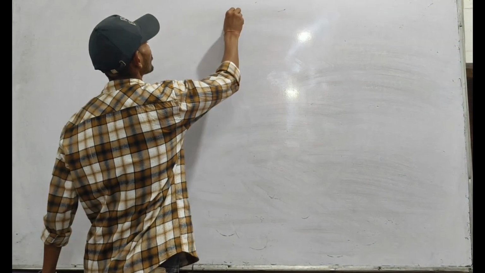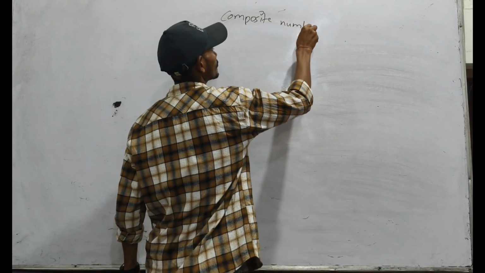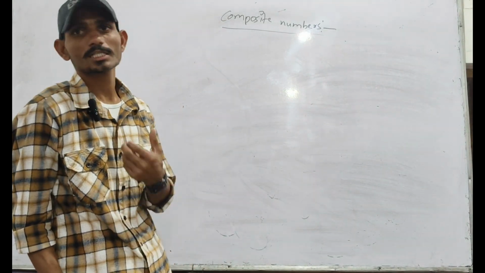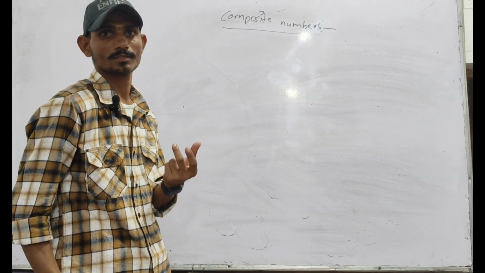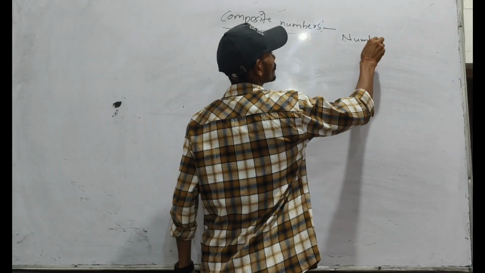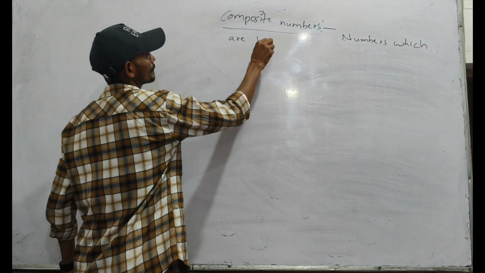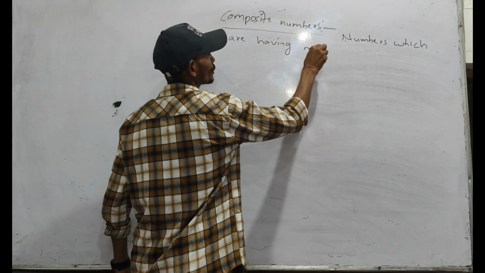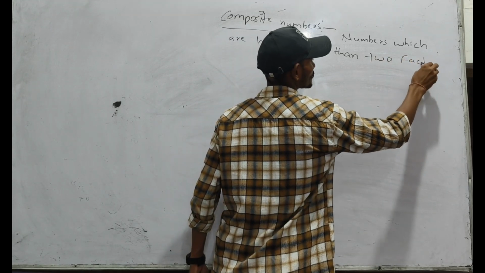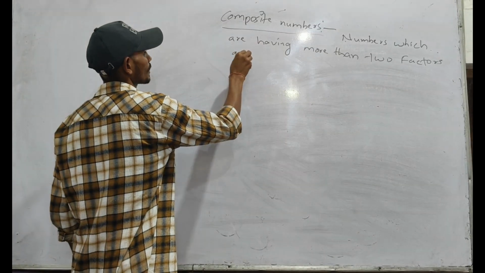Next, composite numbers. Composite numbers means numbers which have more than 2 factors. Numbers having more than 2 factors are called composite numbers.